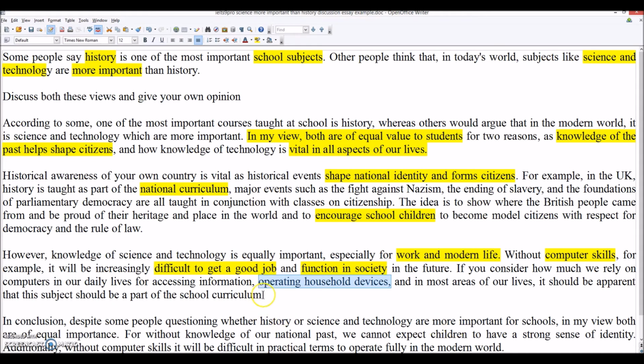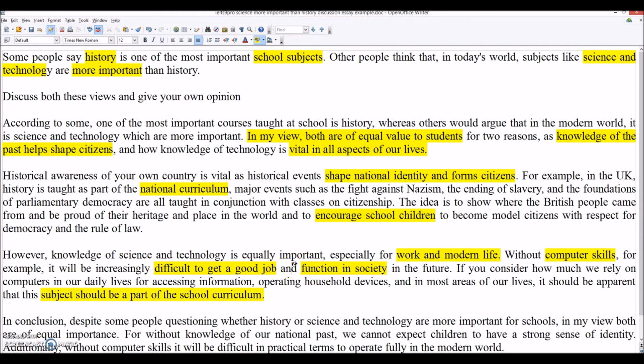And again, those key words, subject and school curriculum. So you can see everything is tied in. Again, that's what I was talking about. So we've addressed both sides. We've got all the key words in. We've got a couple of good ideas. Main idea, we should teach history in school because it shapes national identity and citizenship.